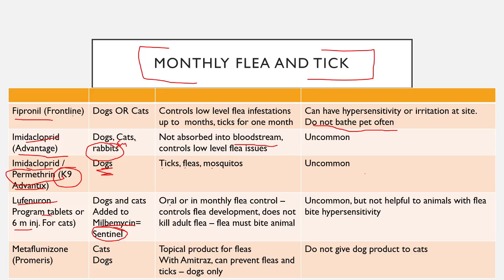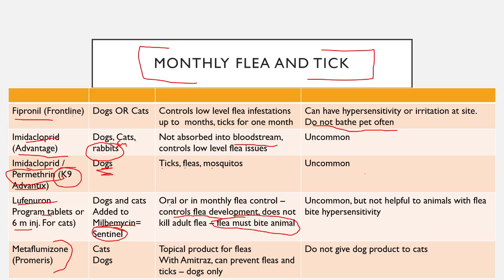It's oral. It has monthly flea control. It can be injectable for cats, which is a 6-month flea control. What it does is it controls the flea development. So a flea must bite the animal. It does not kill an adult flea. The flea must bite the animal, and then it will make it unable to reproduce. If an animal has a flea bite hypersensitivity, this is not the product to use.